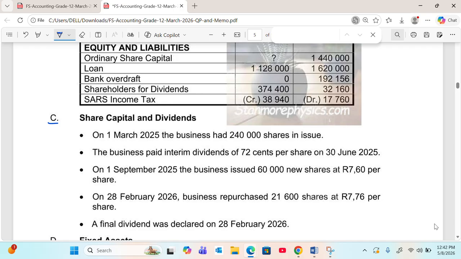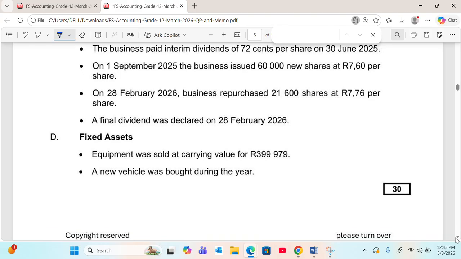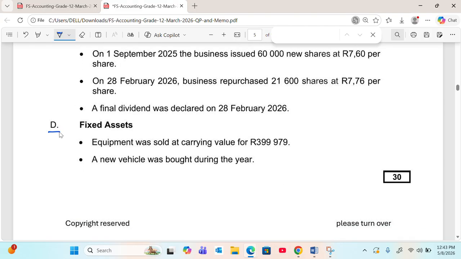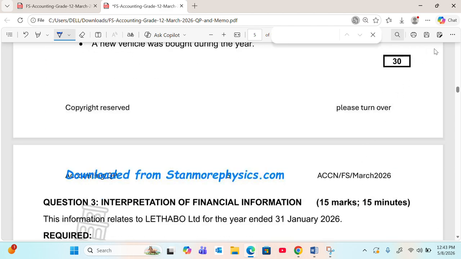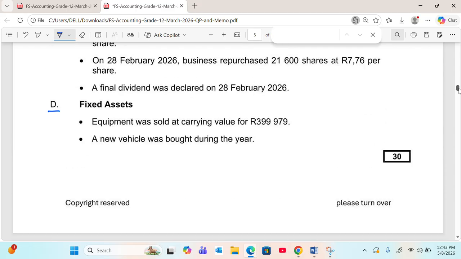So as you can see on information C, we have share capital and dividends information. So we'll go to that information when we are dealing with share capital and dividends. D, we have the fixed assets. Let's check if we have any other information. No. All right, so let's get started guys.